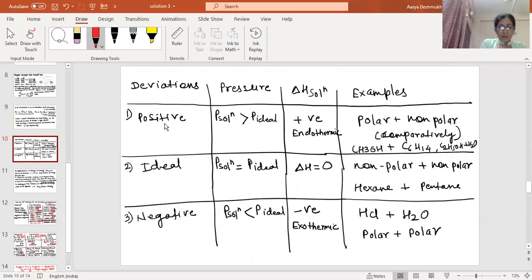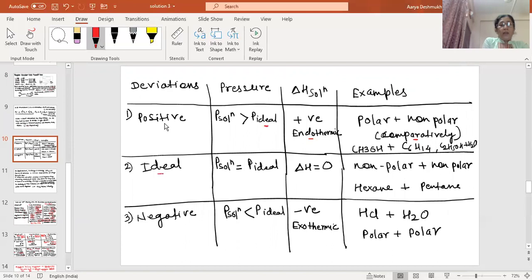You can see here in this table, this is the deviation. When it is a positive deviation, the total vapor pressure of the solution would be greater than the ideal one. That means it is nothing but the positive deviation. In positive deviation, it would be an endothermic process. For example, polar and non-polar solvents, when you are mixing together. Now remember here, non-polar is a comparative term. I explained this in earlier videos also.